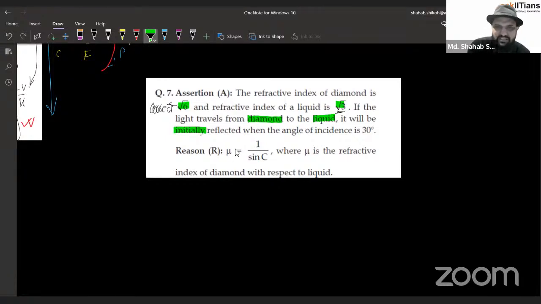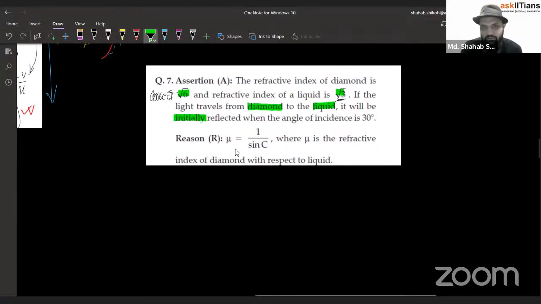There's something missing here. I'll discuss that, don't worry about it. Internally reflected it should be when the angle of incidence is 30 degree. And the reason is refractive index is 1 by sin C, where you use the refractive index of diamond with respect to the liquid.